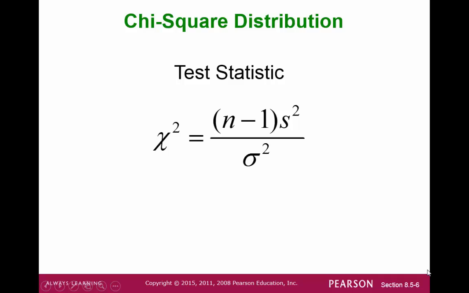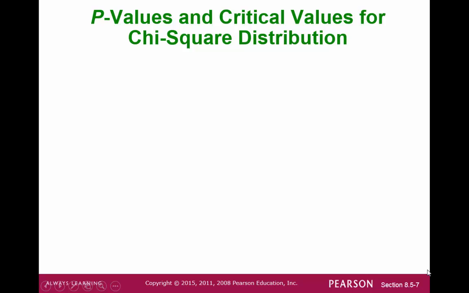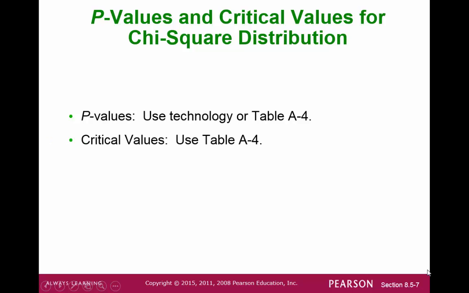The test statistic is going to be given by chi-square equals n minus 1 times s squared divided by sigma squared. So in search for the critical values or the p-values, we will be using table A4, or if your calculator has some special program, we can use an inverse chi-square. In any case, the table or the chi-square distribution requires a degrees of freedom, and our degrees of freedom here is going to be n minus 1.